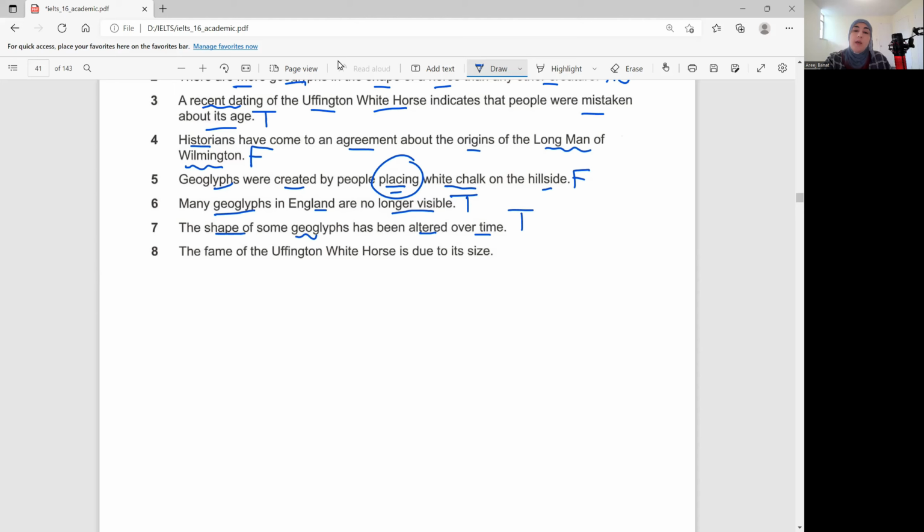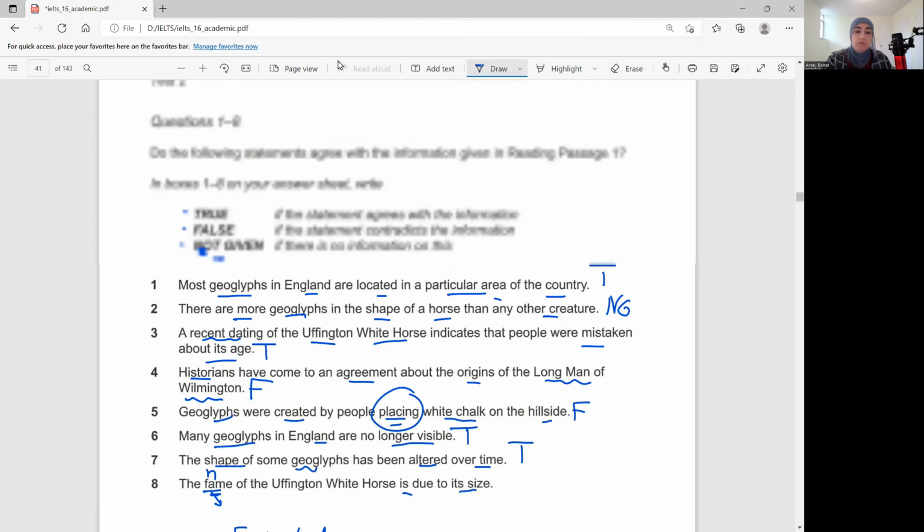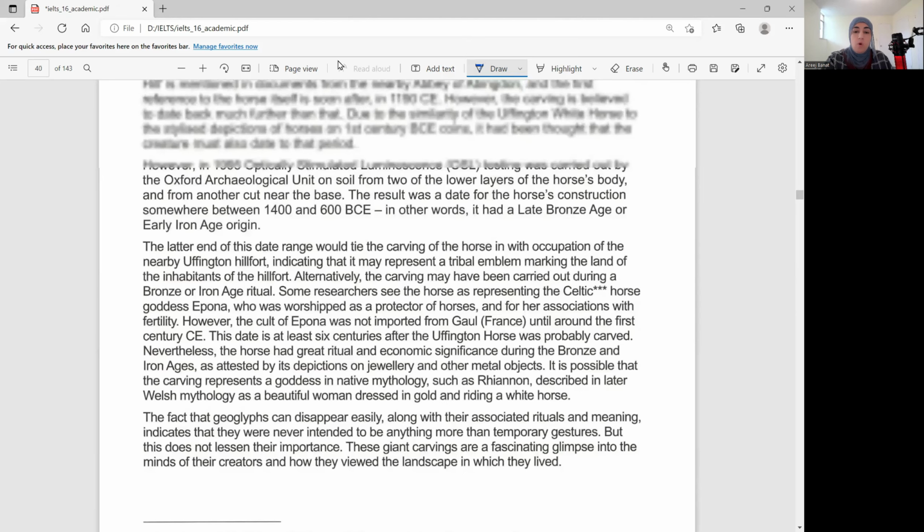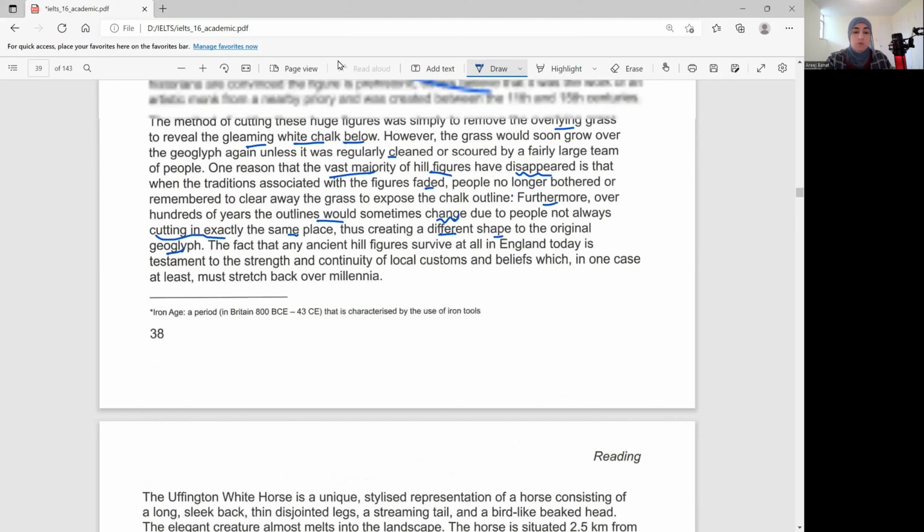That's right. And the last one, number 8, the fame of the Uffington White Horse is due to its size. Fame, what's this word? Now, remember something that is similar, which is famous, just in case you didn't know that. Now, from the position of this word here, it is a noun. So this is the noun of the adjective famous. Let's see. I need to find again the reason why it was famous. Let's proceed. Let's look for the answer now.